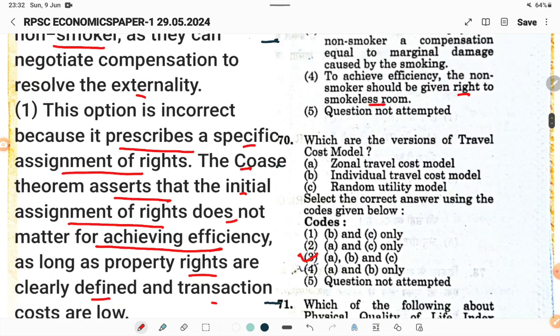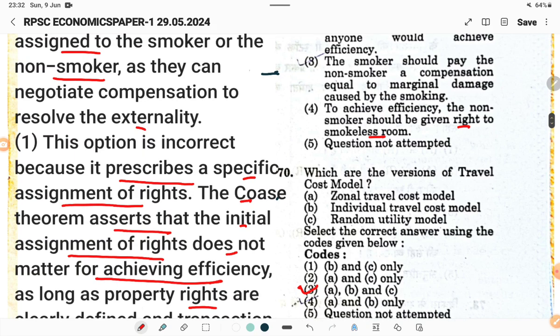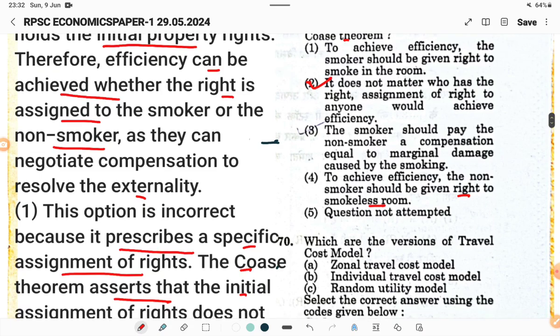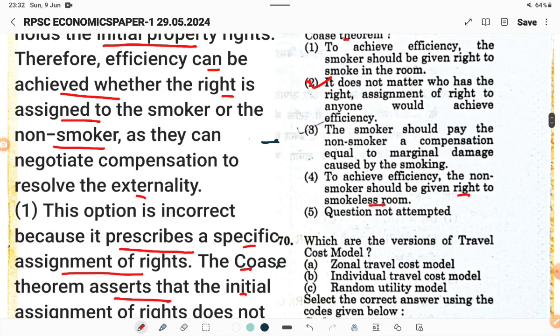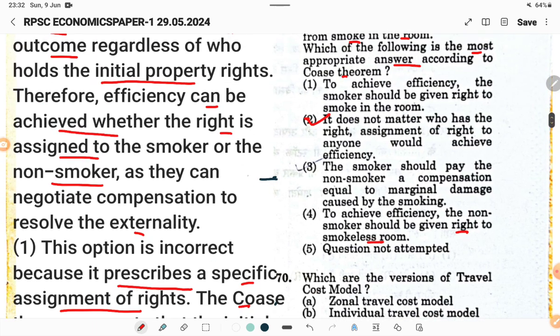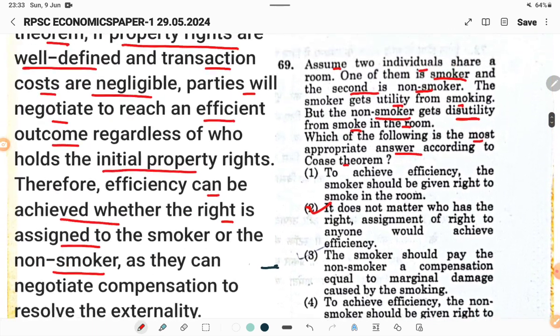And the fourth statement, to achieve efficiency, the non-smoker should be given a right to smoke-free room, is also incorrect, similar to statement 1, because this prescribes a specific assignment of rights. The Coase theorem states that efficiency is independent of the initial allocation of rights as long as they are well defined and parties can negotiate without significant cost. So the second will be the right option for the 69th question.